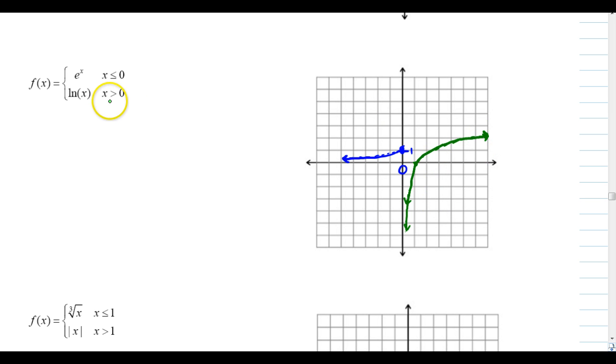So natural log of x is defined only when x is greater than 0, that's its domain. So this whole green graph of ln x is part of the piecewise function, but I'm also including e to the x when x is less than or equal to 0. So here is my graph of this piecewise function.